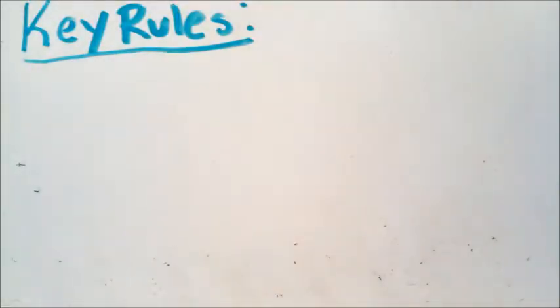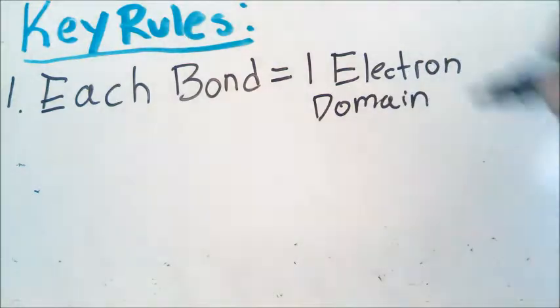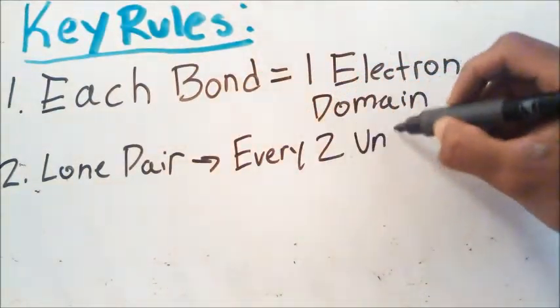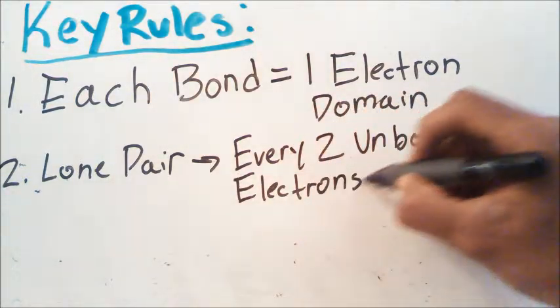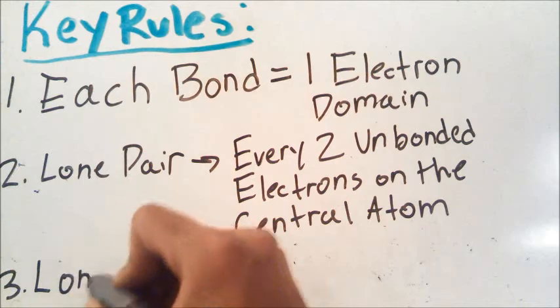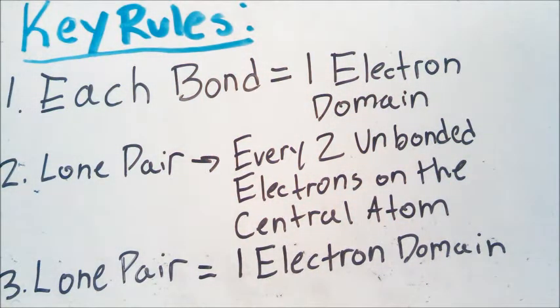There are 3 key rules to molecular structures. Rule 1. Each bond equals 1 electron domain. Rule 2. A lone pair is every 2 unbonded electrons on the central atom. Rule 3. Each lone pair of electrons equals 1 electron domain.